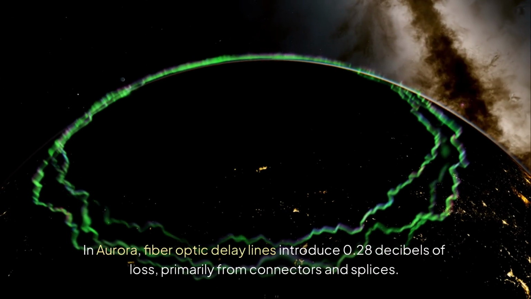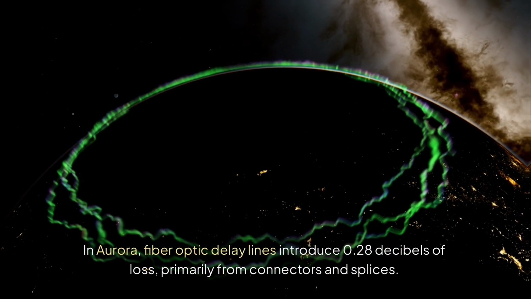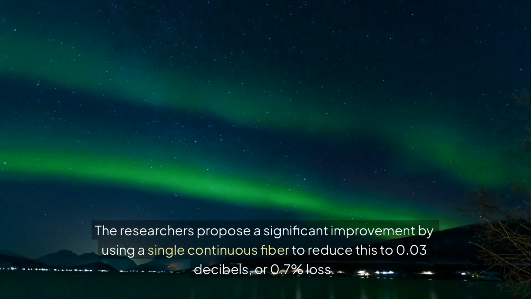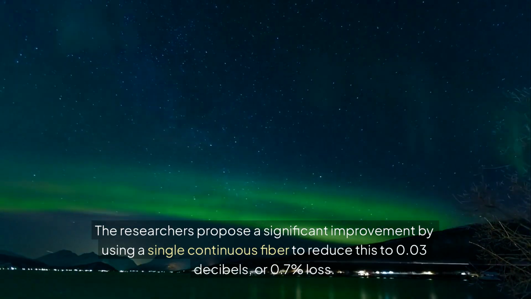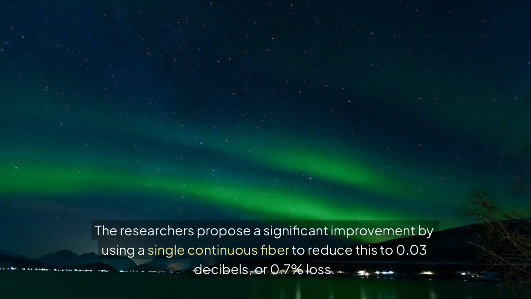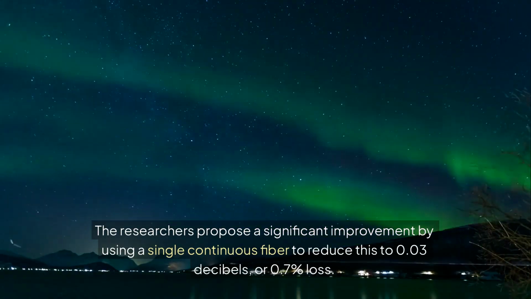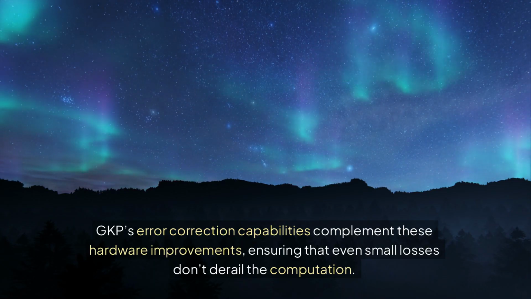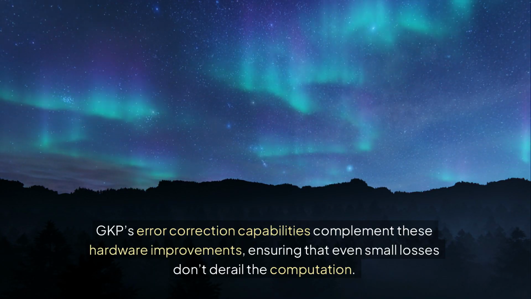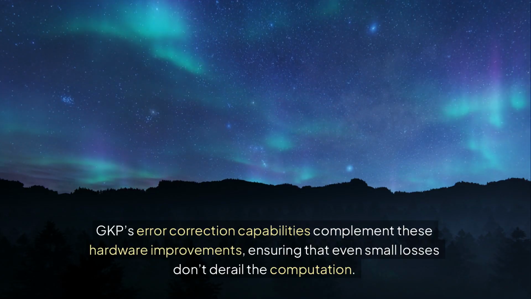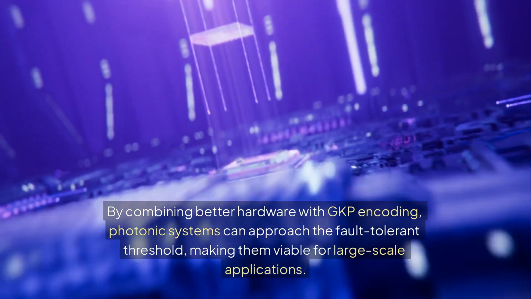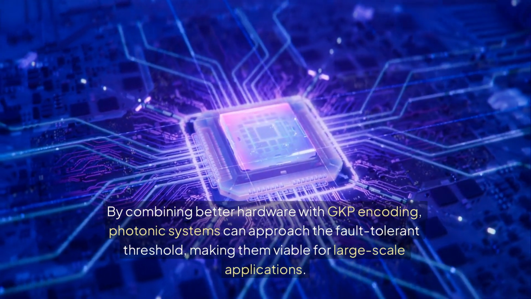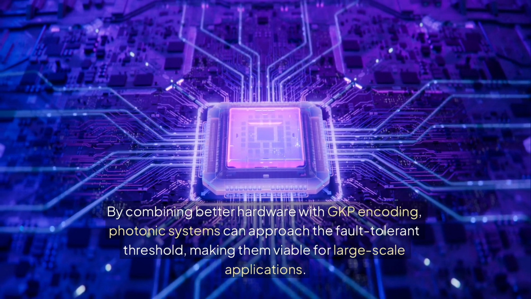In Aurora, fiber optic delay lines introduce 0.28 decibels of loss, primarily from connectors and splices. The researchers propose a significant improvement by using a single continuous fiber to reduce this to 0.03 decibels, or 0.7% loss. GKP's error correction capabilities complement these hardware improvements, ensuring that even small losses don't derail the computation. By combining better hardware with GKP encoding, photonic systems can approach the fault-tolerant threshold, making them viable for large-scale applications.